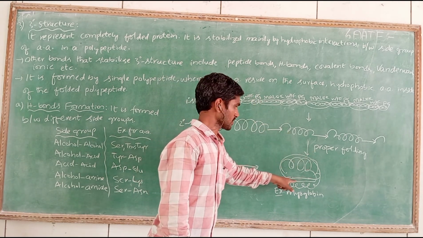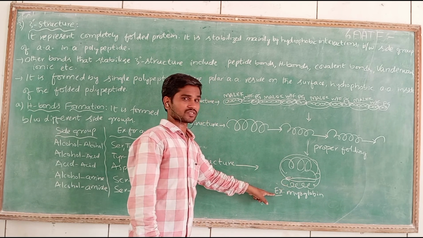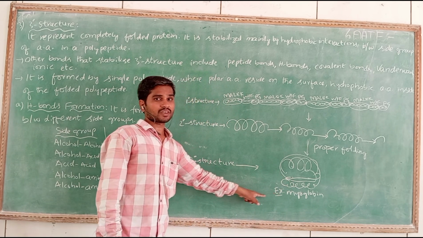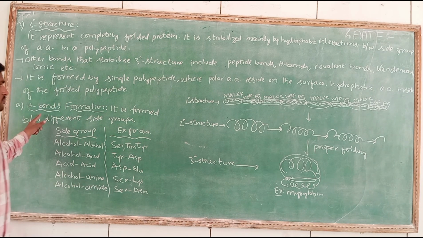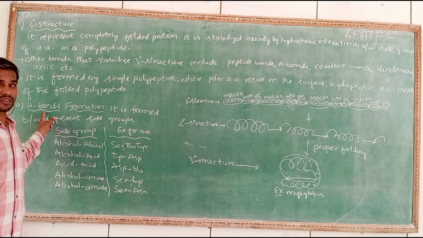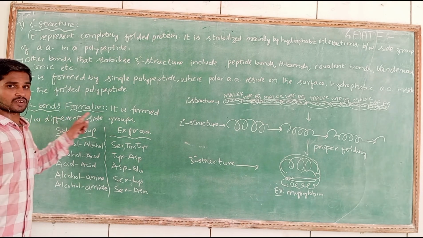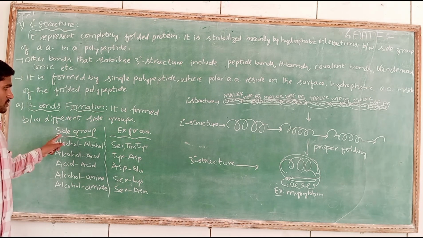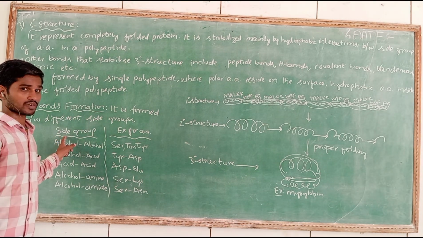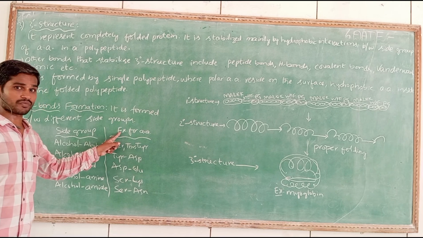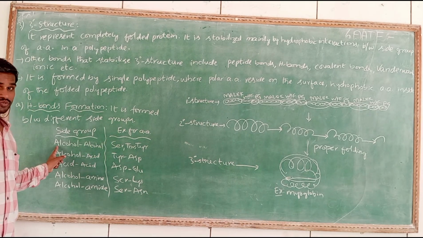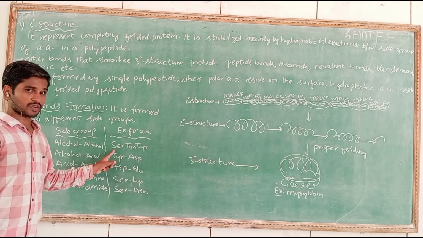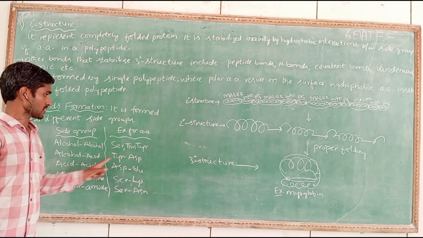For proper folding, use the tertiary structure. Myoglobin is an example of tertiary structure. Hydrogen bonds are found in a polypeptide of tertiary structure. Here we have shown an example for amino acids. If the side groups are alcoholic groups, the amino acids may be serine, tyrosine, and threonine.